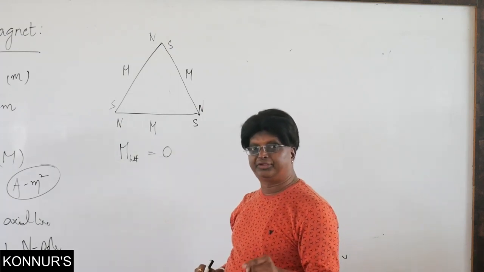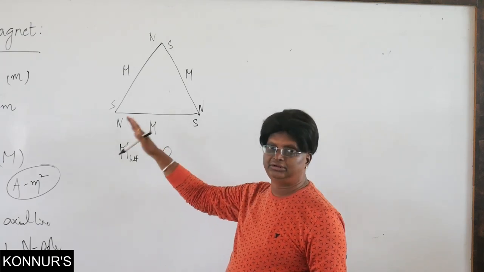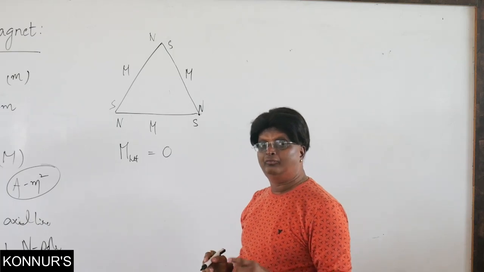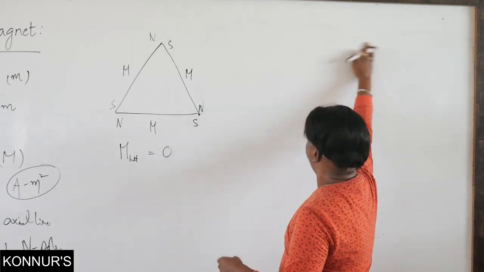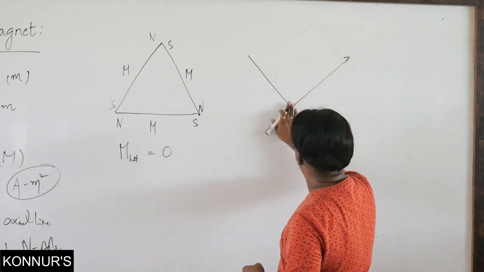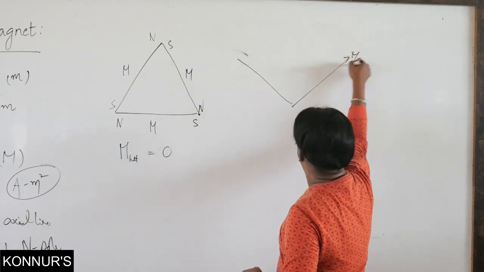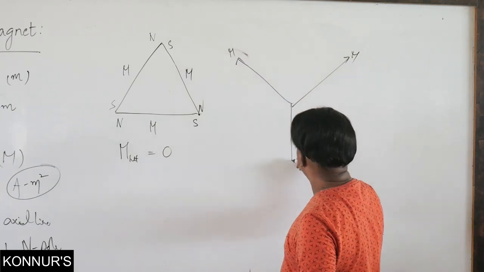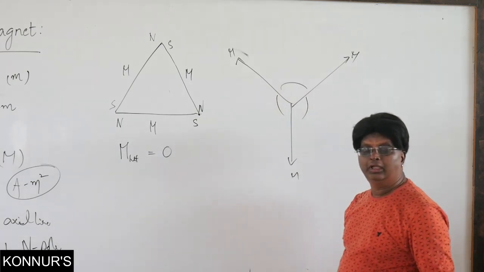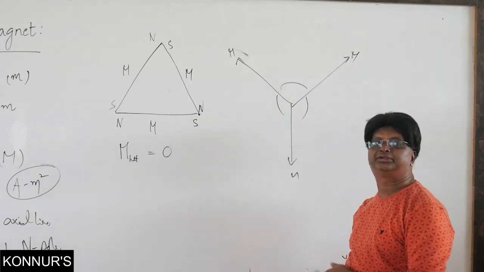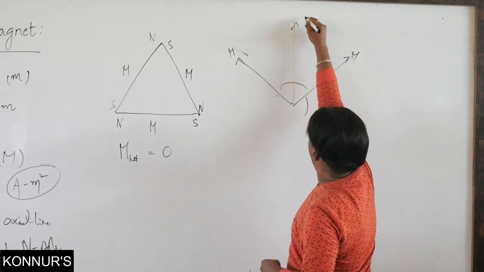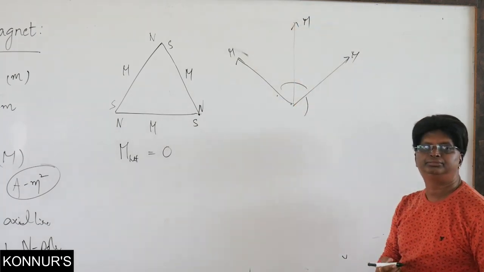Now in this case, supposing one of the magnets is reversed, what will be the case? One of the important cases to our discussion. Earlier the figure was, you remember, M and one more M, angles being 120. Now if one of the magnets is reversed, what happens? This magnetic moment will also be like this. This is M.